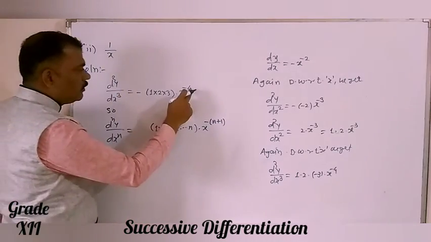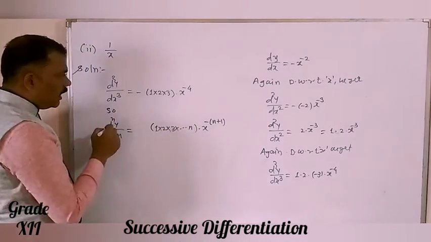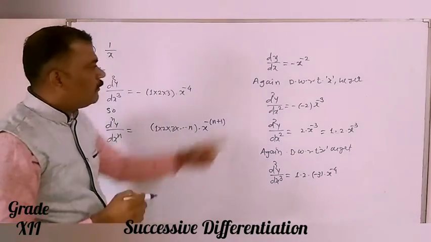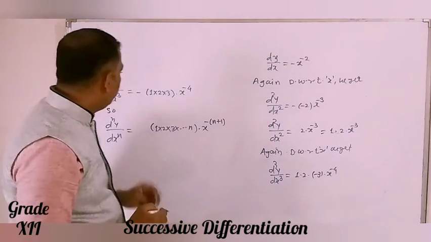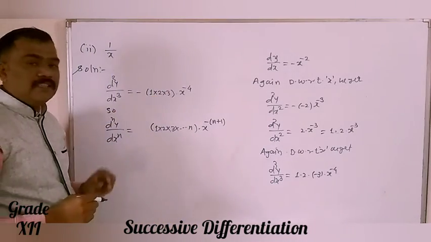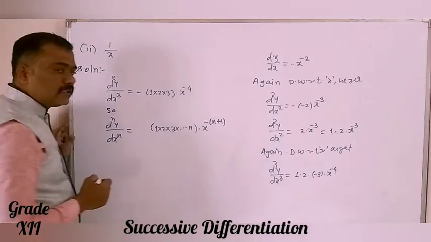Here 3 is there, we take the 1. Here n is there, we take n plus 1. Also the index is always negative. For the first order derivative, the index is negative. For the second order derivative, the index is negative. For the third order derivative, the index is negative. So for the nth order derivative, the index is negative.